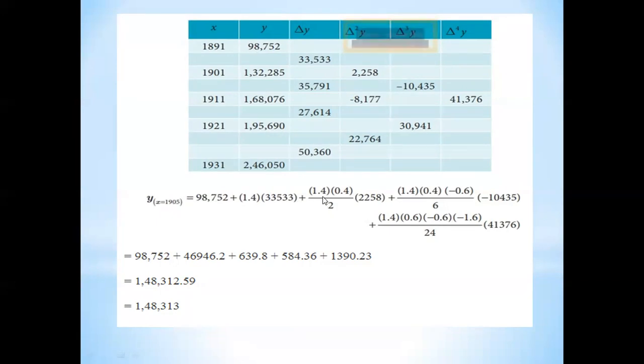33,533 plus n into n minus 1 divided by 2 factorial, 2258, plus 1.4 into 0.4 into minus 0.6 divided by 6 into del cube y, minus 10435, plus 1.4 into 0.4 into minus 0.6 into minus 1.6 divided by 24 into del power 4 y naught, that is 41376. After simplifying the data, the population of the city at the year 1905 is 1,48,313 approximately.